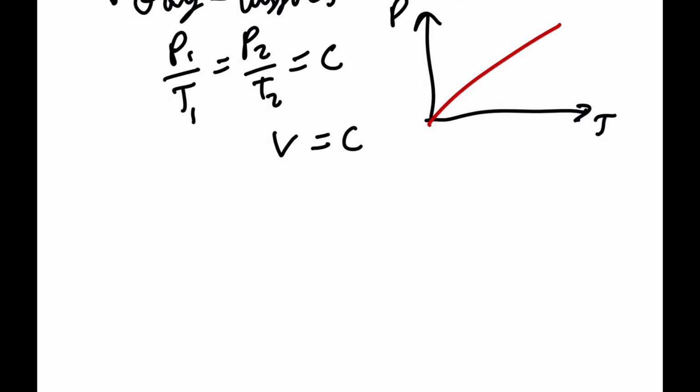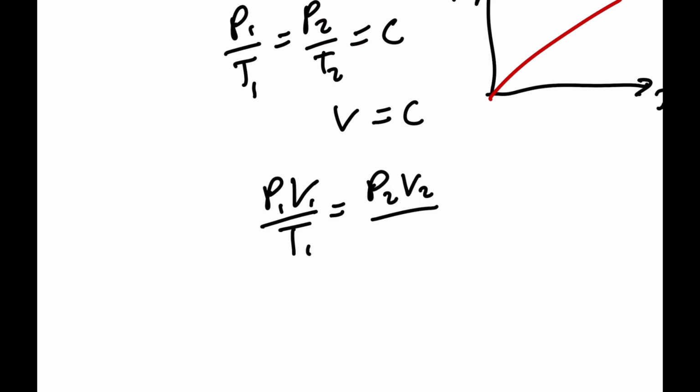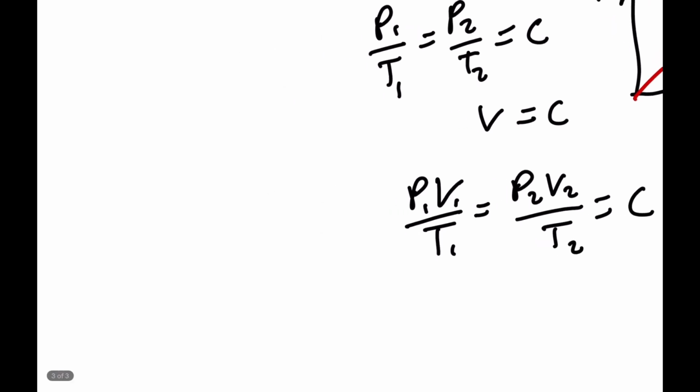If you were to join them together, you'll get P1 V1 over T1 equals P2 V2 over T2, which is equal to a constant. This is combining all of them.